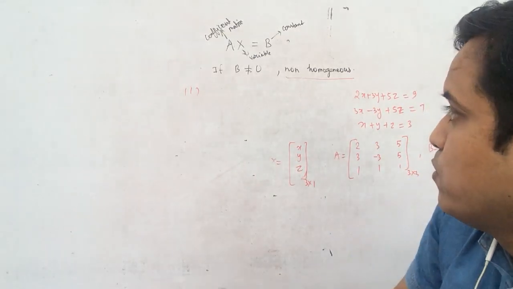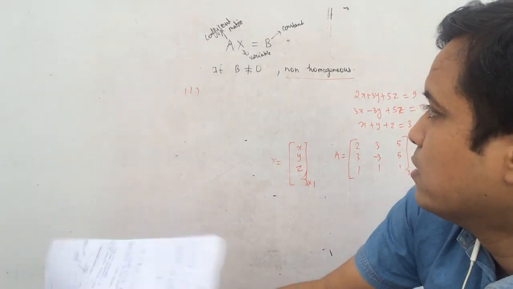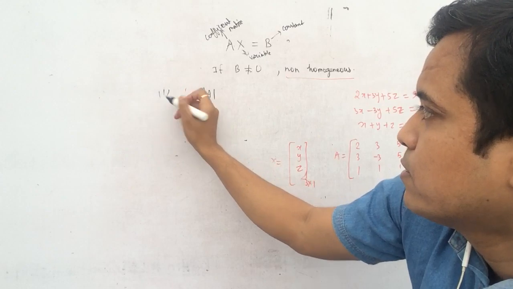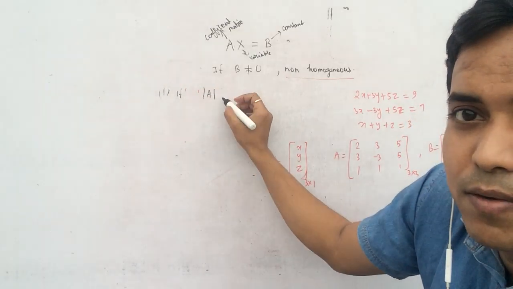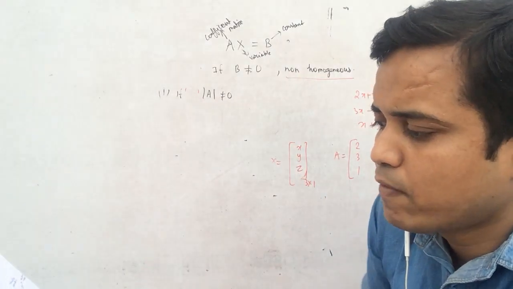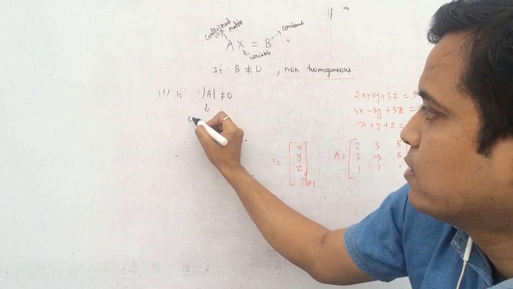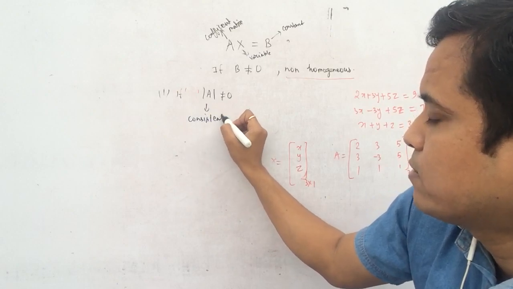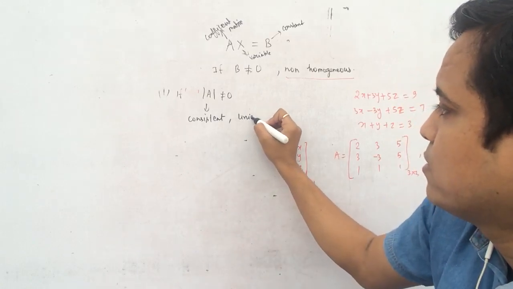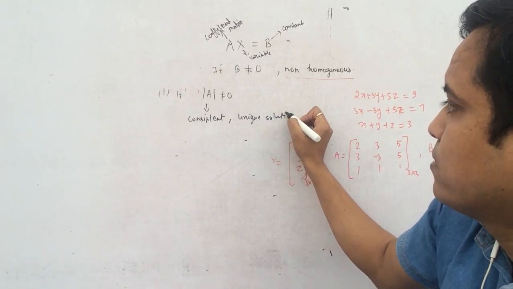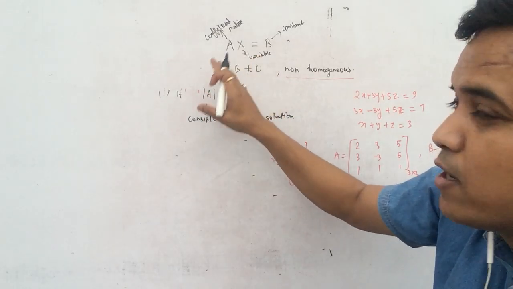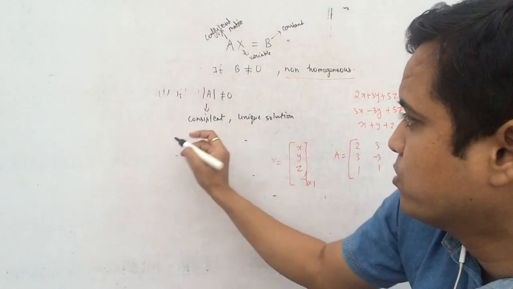So in this case, the first case is if the determinant of A is not equal to 0, then the system of equations is consistent and has a unique solution. Write it: if determinant of A is not equal to 0, then the system of linear equations is consistent with a unique solution.